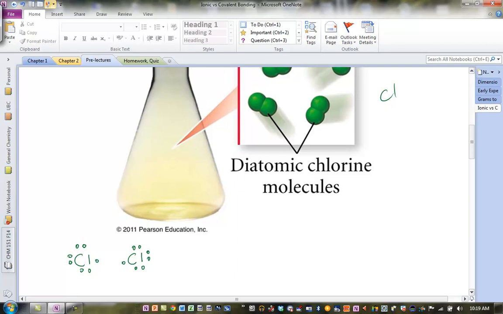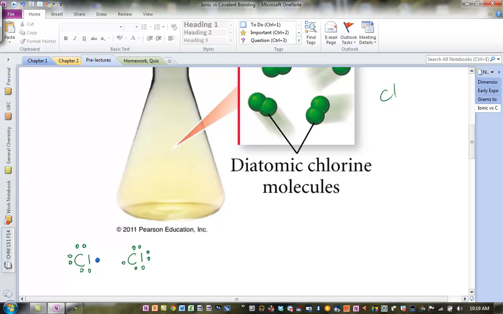I should have drawn the electrons in the other chlorine a different color. In particular, let's draw that one a different color. Okay. Now, each chlorine has 7 valence electrons. Each one wants 8. If I were to transfer one, well, then one chlorine gets 8, the other one only has 6. That's not good.